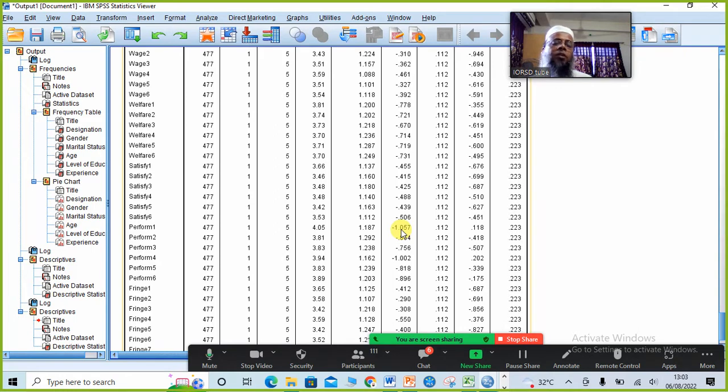If it is more than 2, in that case, we can look at our outliers. Sometimes outliers influence our data. That's why sometimes it can be resolved by deleting some observations, those which are outliers. And if after deleting the outliers the data still does not become normal, then we go for a non-parametric test.